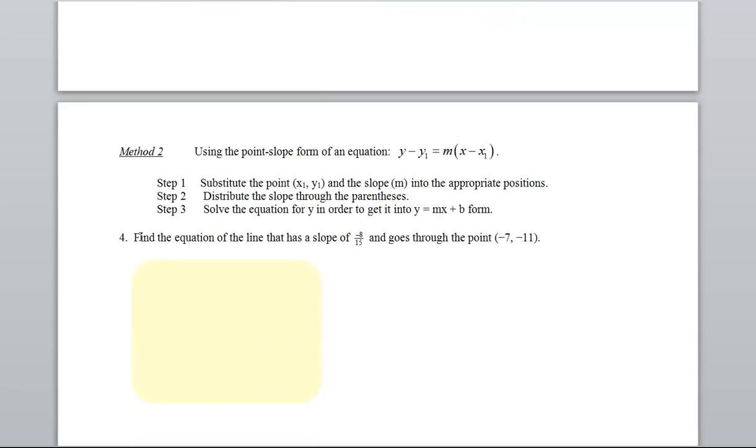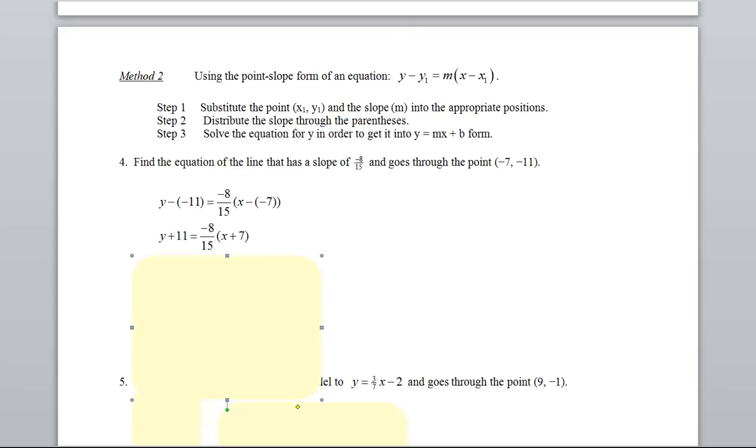So find the equation of the line that has slope negative 8/15 and goes through the point negative 7, negative 11. So first thing I'm going to do is put it in the appropriate position. Here's my y value here, x value here, and there's my slope. And if you remember earlier, anytime I have this, I always change that to a positive. So let's see if I did it again. I always will.